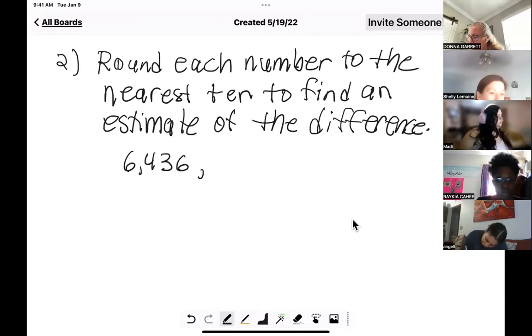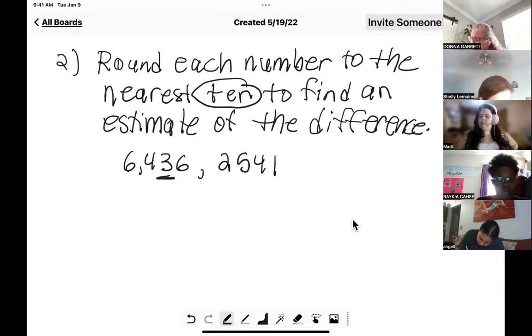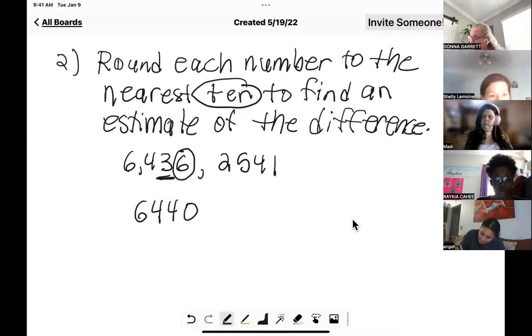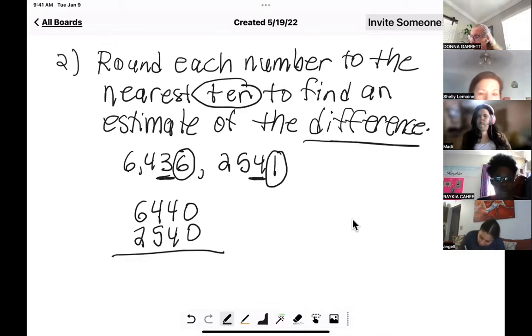Okay, so the numbers are 6,436 and 2,541. Now we are rounding to the nearest 10. So we go to our 10th spot. That's a 6, so I'm going to round up. 6,440. This one, my 10th spot is here. This is a 1, so I round down, or I just add that 0. 2,540.